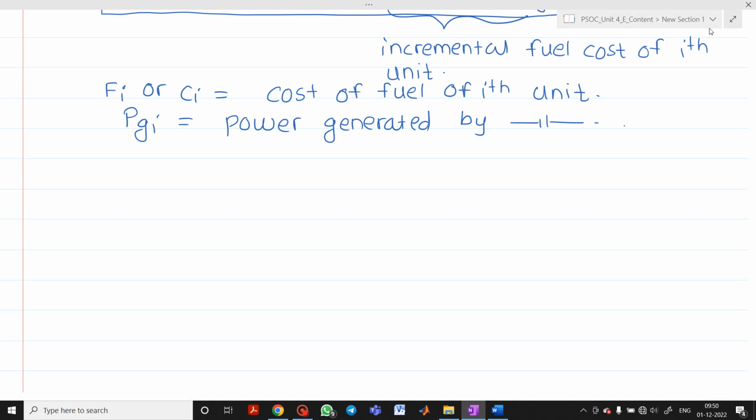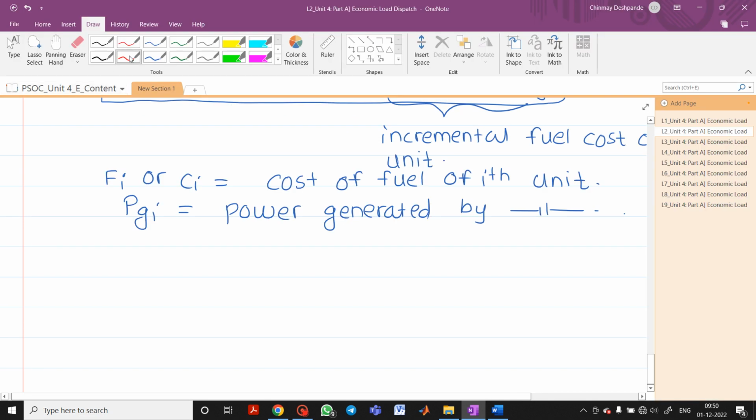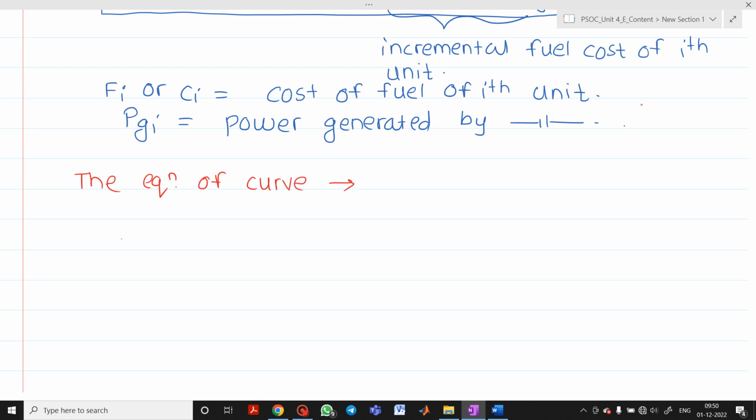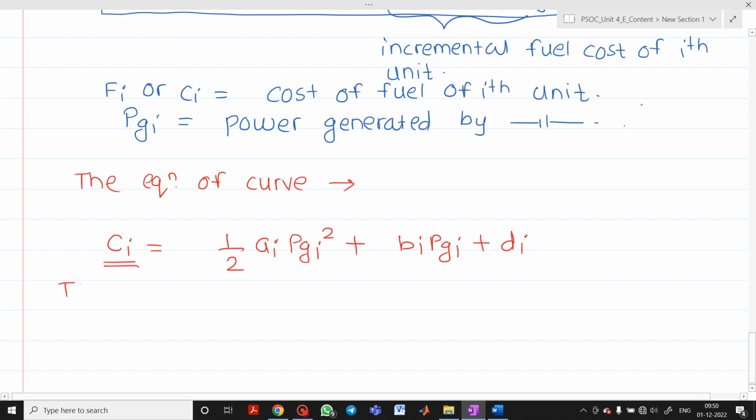So now please keep in mind, this is a very important equation that you need to remember. What is the equation of a curve? Here Ci will be equal to half into Ai PGI square plus Bi into PGI plus Di. So Ci is nothing but your total cost of generation.